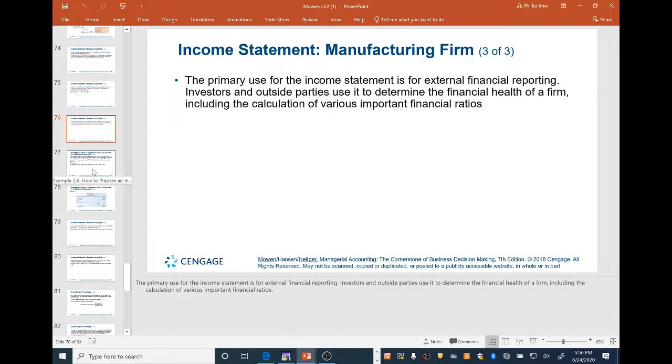The primary use of the income statement is for external financial reporting. So investors and outside parties use it to determine the financial health of a firm, including the calculation of various important financial ratios. So pretty much that's what the income statement's for.